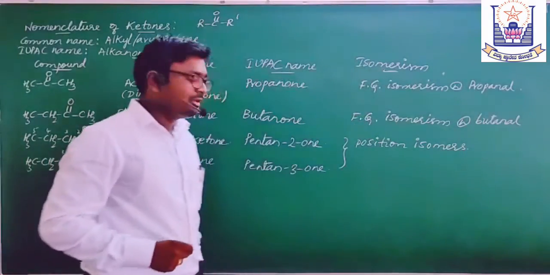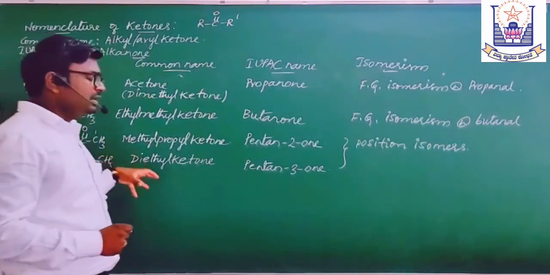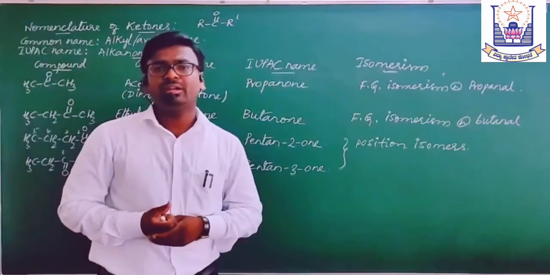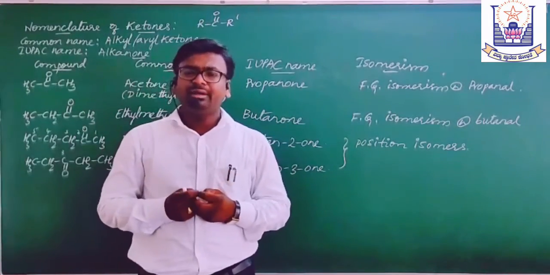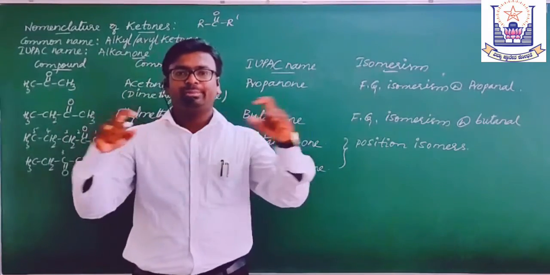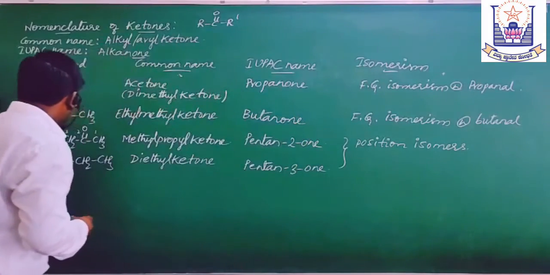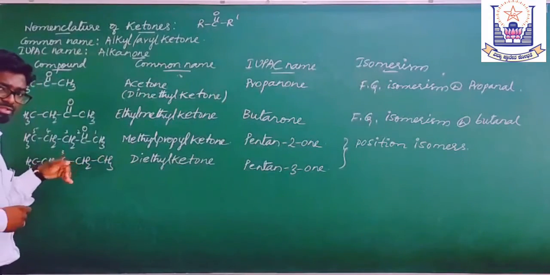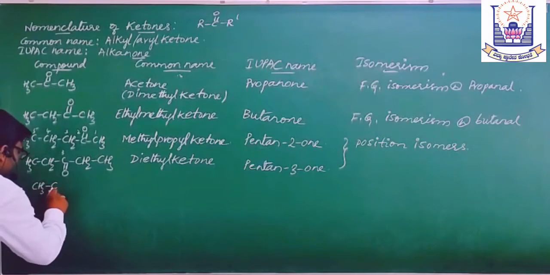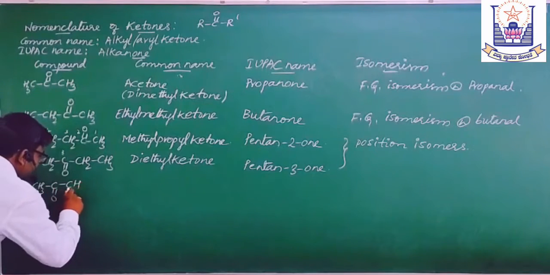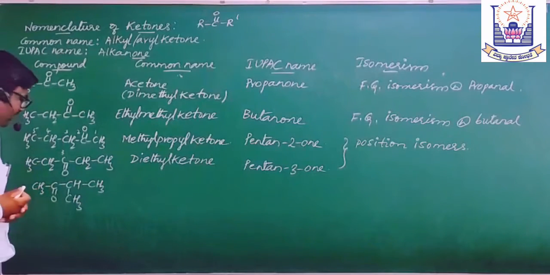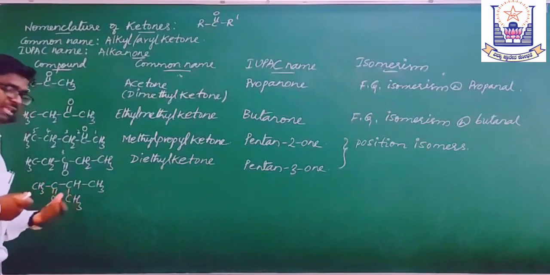Then what is next? Whether this pentanone will exhibit chain isomerism? Let us see. Chain isomerism is what? Two or more compounds having the same molecular formula, but difference in the number of carbon atoms in the parent chain. Yes, let us see. Here in the parent chain you have 5 carbon atoms. Now let us rearrange it. CH3, C double bond O, CH, CH3, CH3. We have rearranged the 5 carbon atoms in this way with a branch.